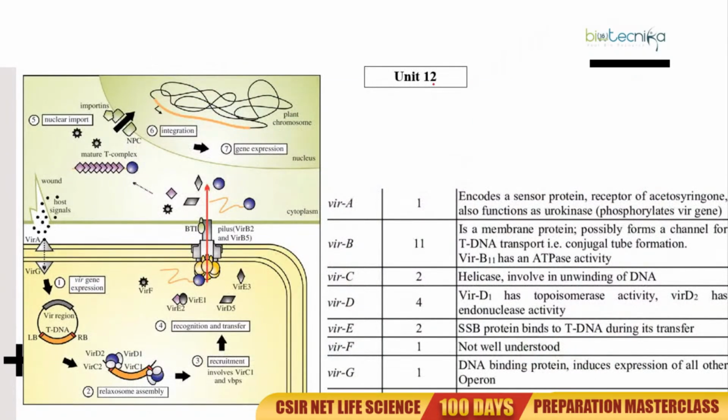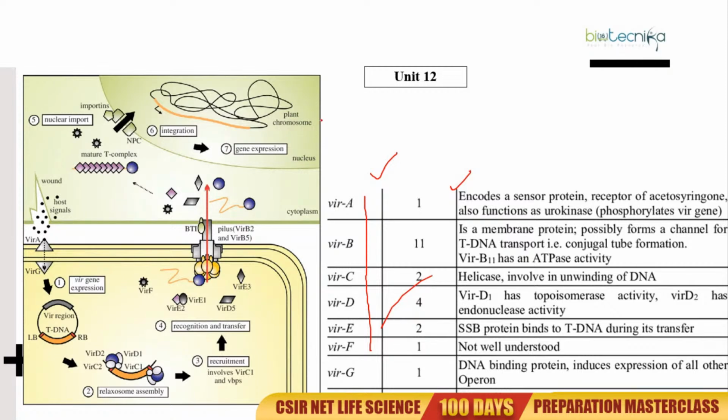And for unit 12, like for your transgenic animals and transgenic plants, you can prepare some tables like this, where you list all the genes and what their functions are. And for example, in the case of agrobacterium mediated gene transformation, you can get hold of such a picture. Again, these pictures are available in your textbooks. So you can study this picture.